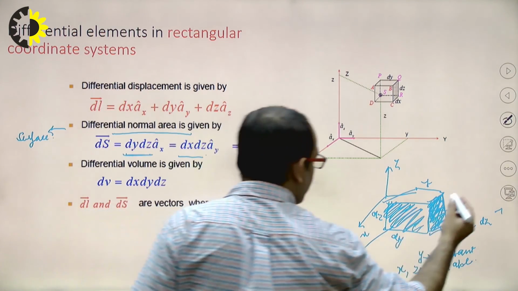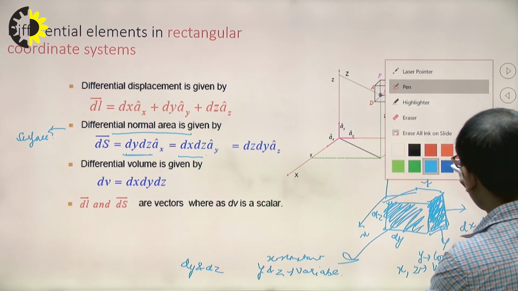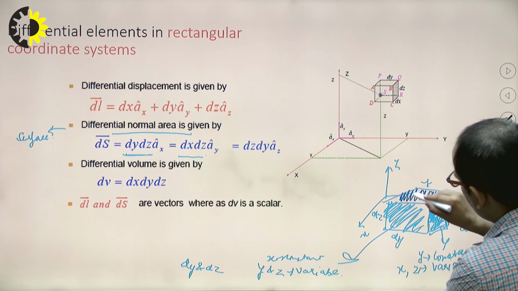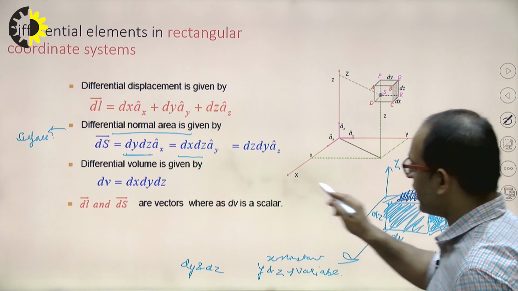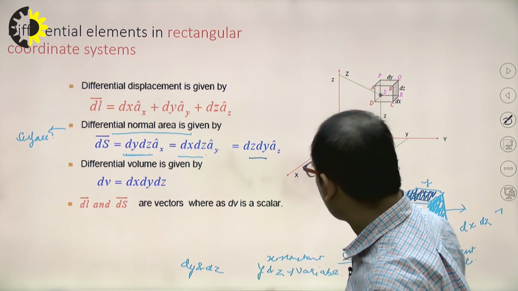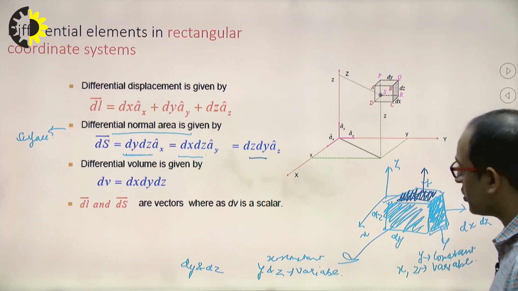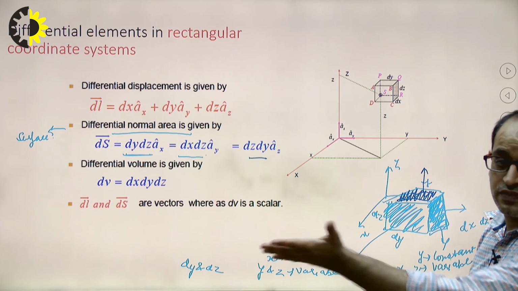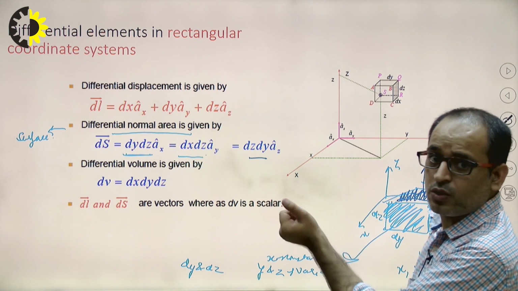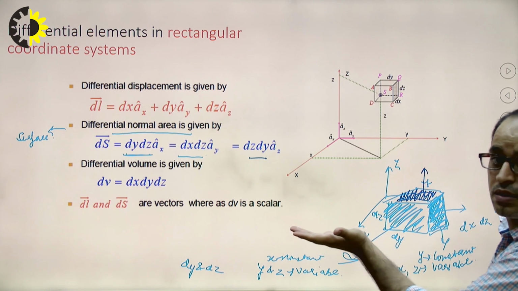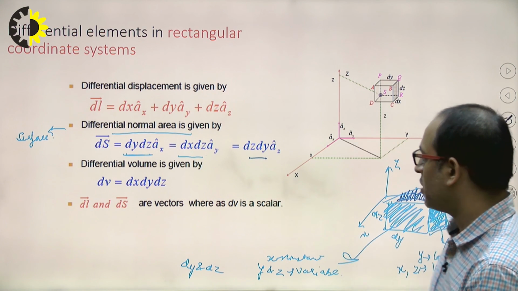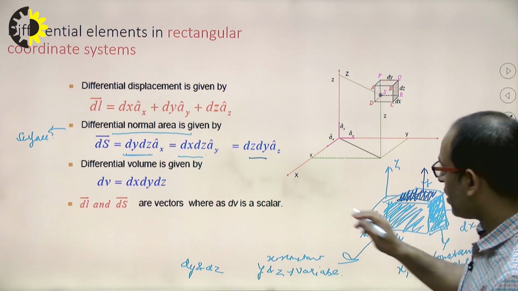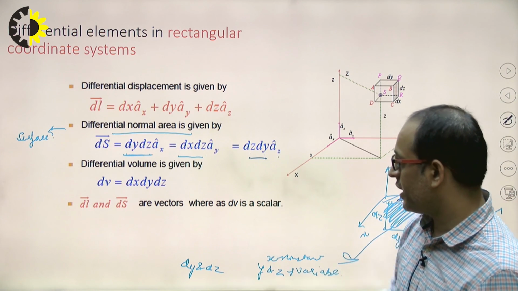Now for this area, the differential area of this one will be dy dz, and its unit vector will always be perpendicular to the surface area. Always remember that the unit vector for the surface area will be perpendicular to the other two variables, or perpendicular to the plane. Clear? So it will be dy dz a_x.